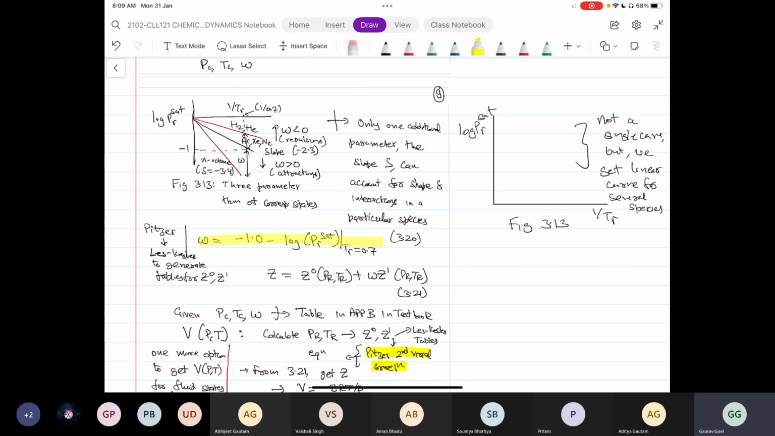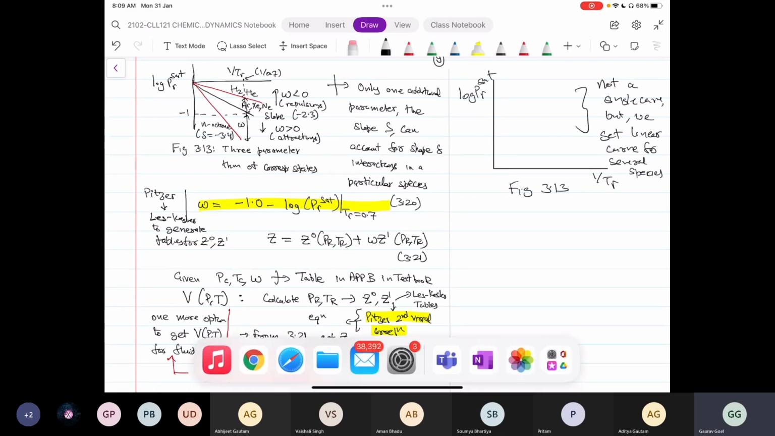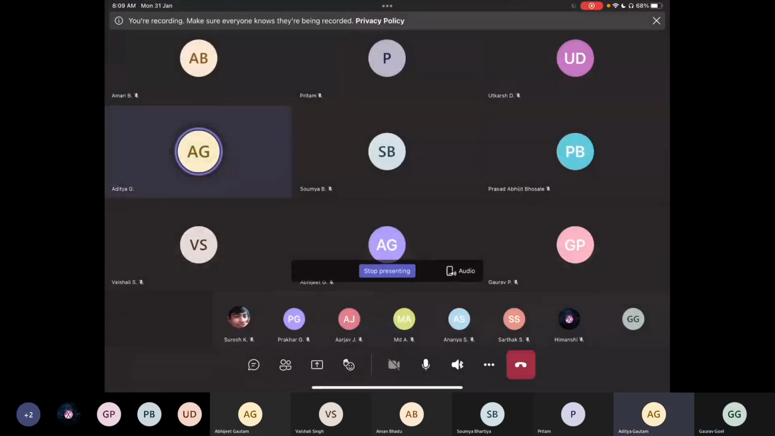And equation 3.20 gives the mathematical form of omega. Okay, so did it answer or do you still have a query? I believe Aditya, you asked the question, right? Yes, sir, I asked the question.